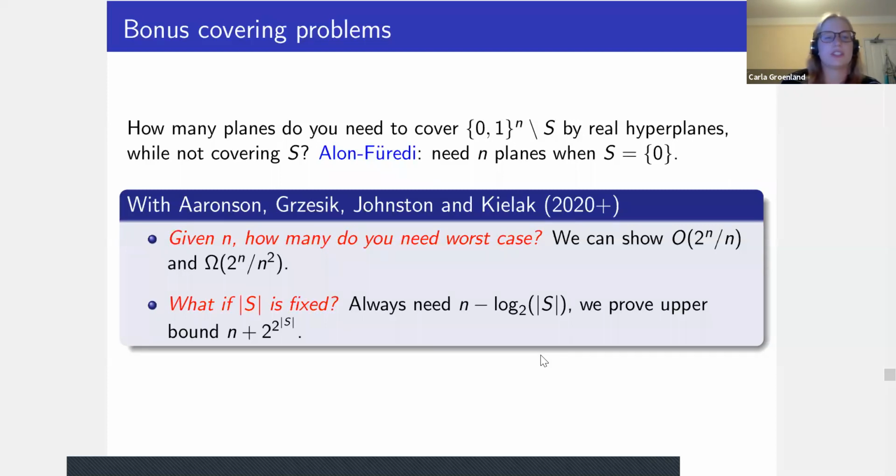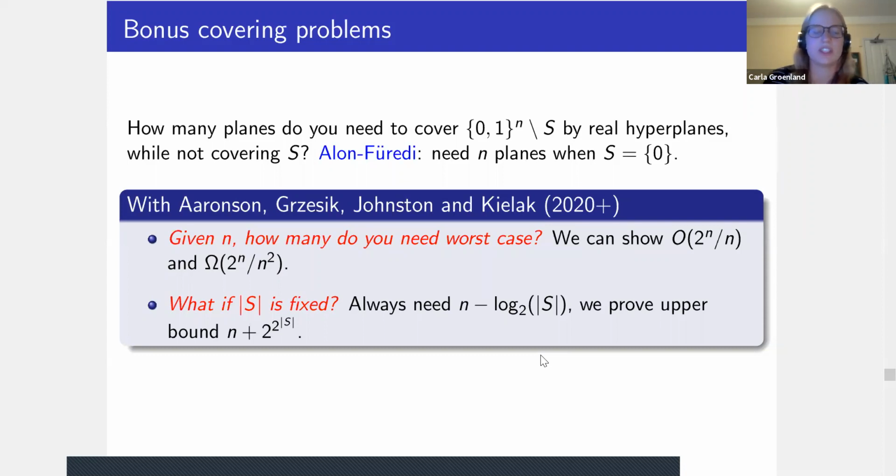Whenever we fix the size of S and let n be arbitrarily large, we can show that it's always between n minus some constant and n plus some constant, depending on S. But we also don't really know what the right dependence on S needs to be, or whether, for example, you always need at most n planes when n is sufficiently large compared to the size of S. So I think this is also quite a nice question.